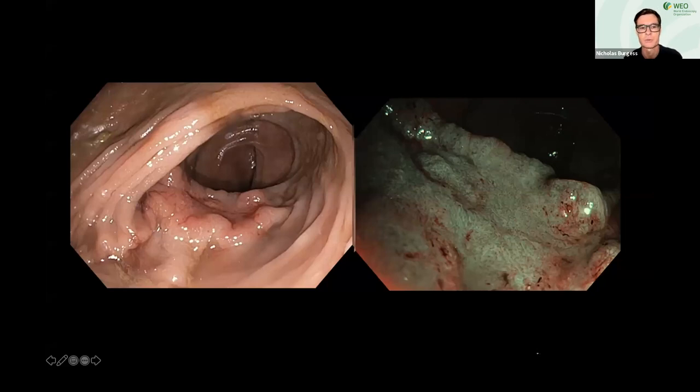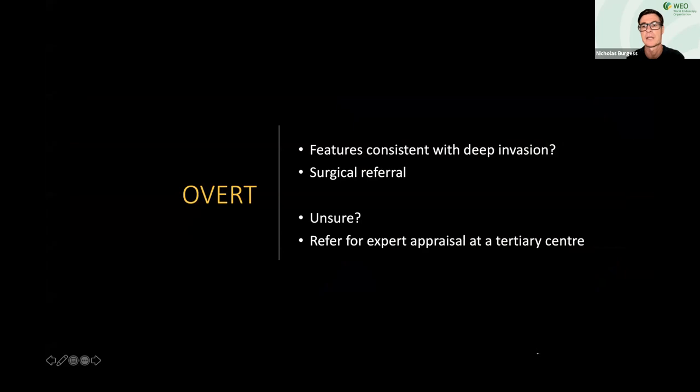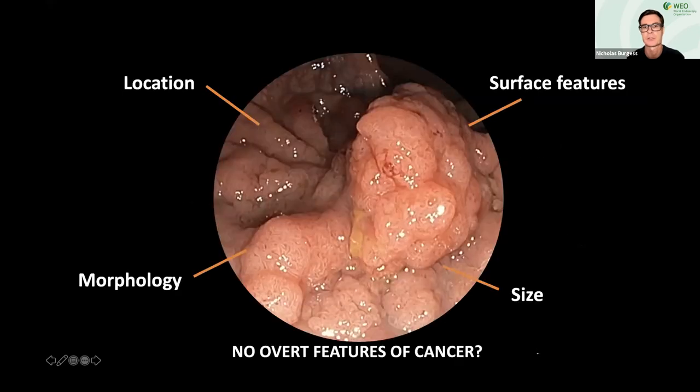Lesions such as this one also have evidence of deep submucosal invasion. It's important to be able to recognize this, even if you don't have optical chromoendoscopy or magnification. You should be able to see a demarcated area, see an area of changed pit pattern. And if you can see that and it's consistent with deep invasion, then they need a surgical referral. If you're unsure, you can refer for expert appraisal at a tertiary center to make a decision.